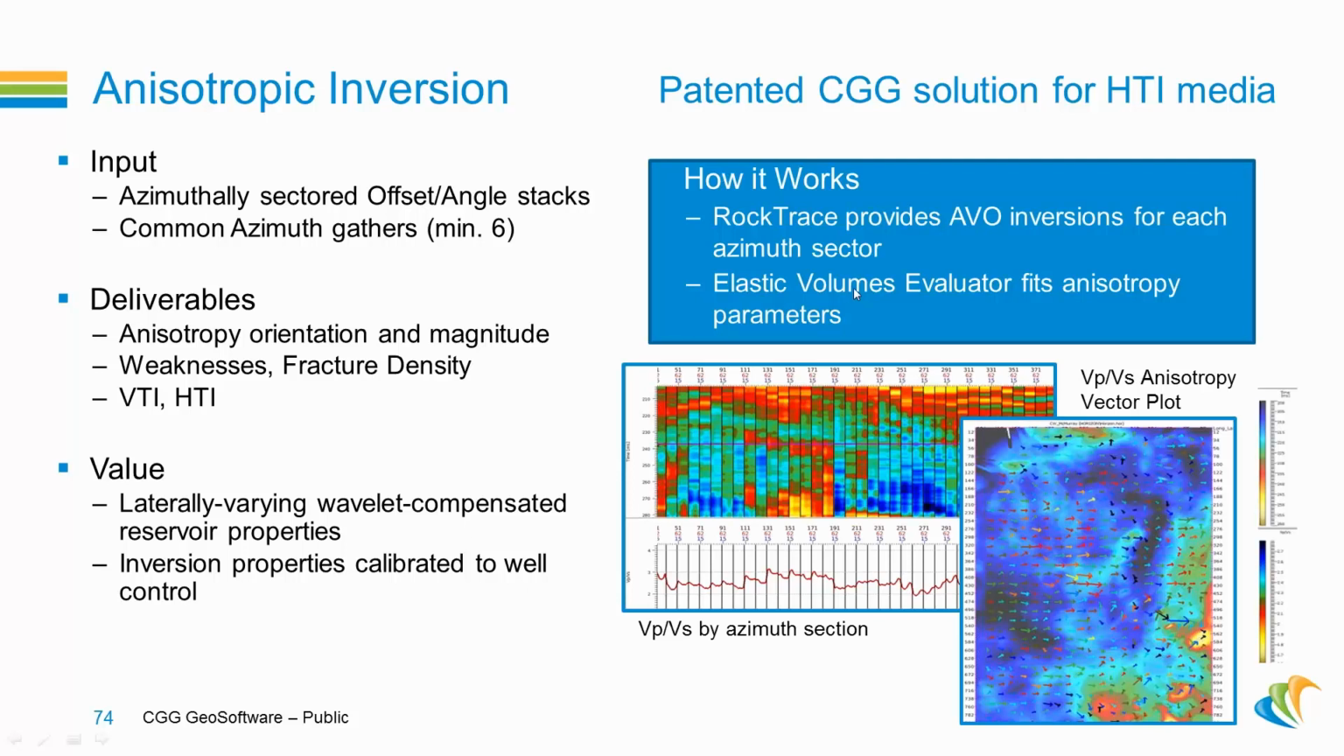How it works? It uses a simultaneous inversion, which is RockTrace, and then we estimate acoustic impedance or elastic properties like acoustic impedance, shear impedance, and VP/VS for each azimuth. And we use another tool which is called Elastic Volume Evaluator, which converts these elastic parameters at different azimuths to anisotropy and its direction.